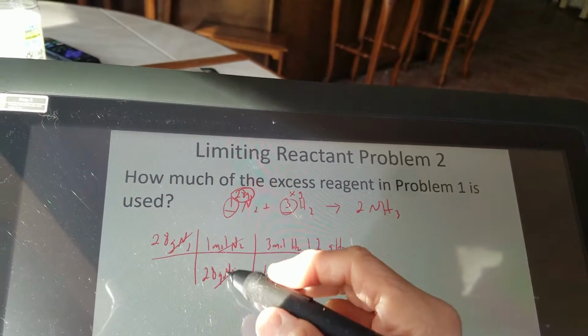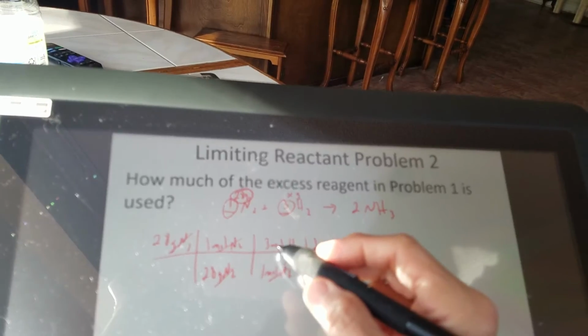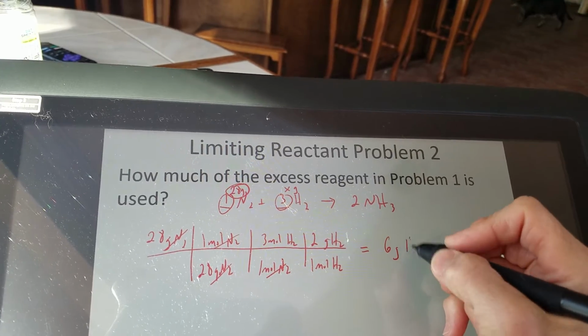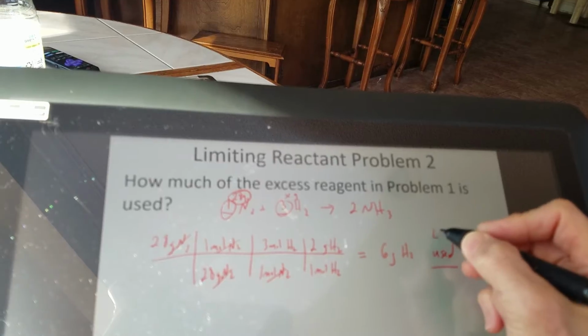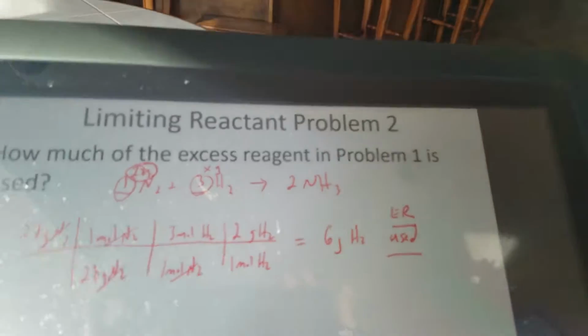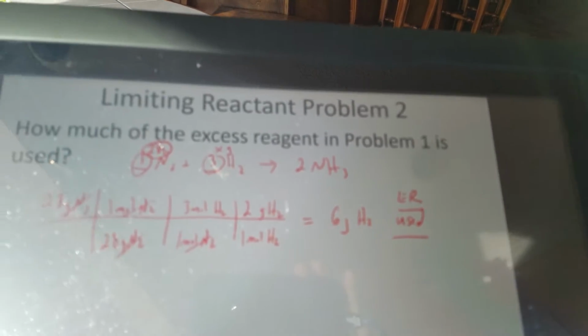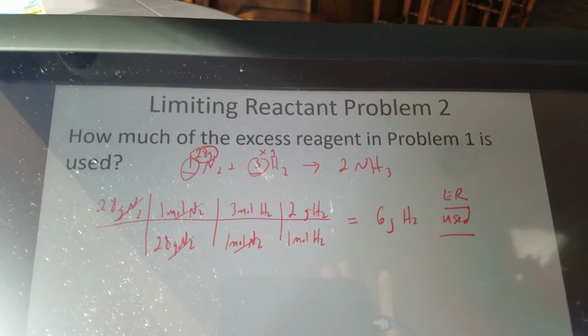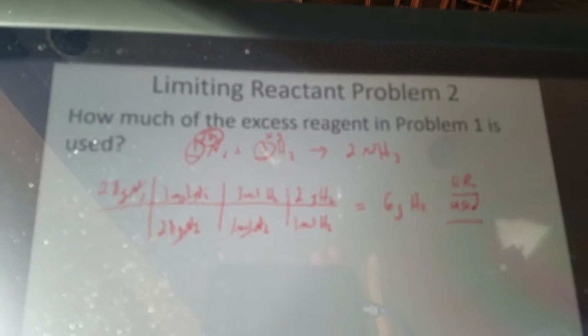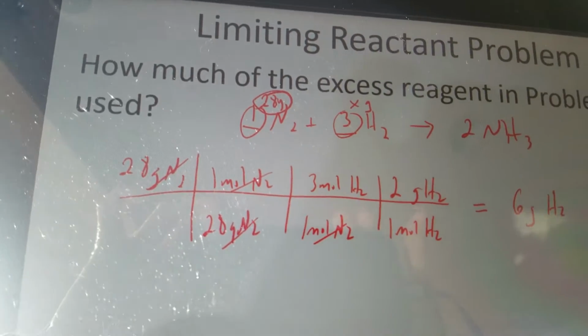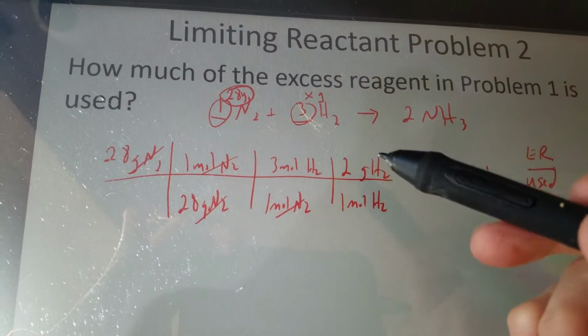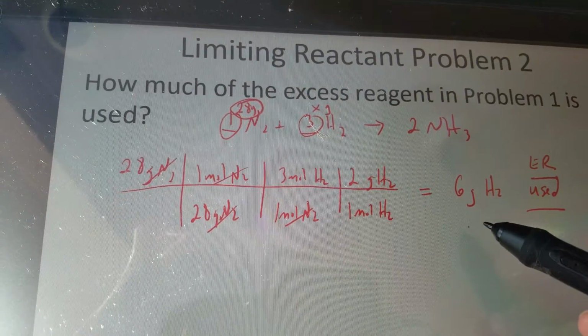So 28 divided by 28 is 1 times 3 times 2 gives me 6 grams of hydrogen. This is how much of the hydrogen, or how much of the excess reactant, was actually used. So to find out how much is used, you take the amount of the limiting reactant that you started with, in this case the 28 grams, and find out X grams of the excess. That's our 6 grams.